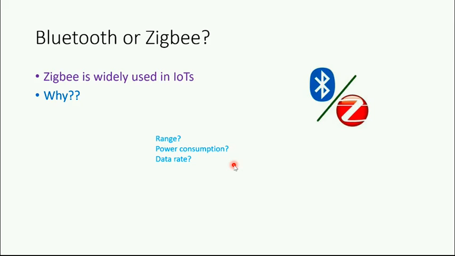Think about the range of transmission of Bluetooth and of ZigBee, the power consumption, which should be minimum, and the data rate. These IoT devices only transmit when some incident happens. So you think about whether a high data rate or a low data rate is required. That's all about sensors and actuators in IoT devices, and ZigBee is a widely used network in IoT.